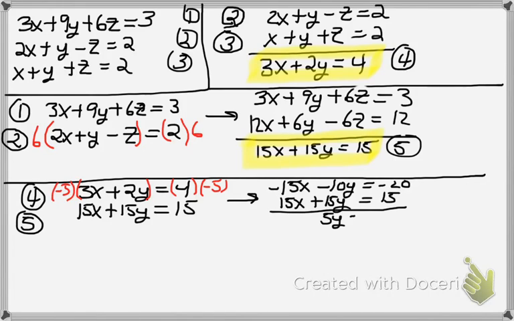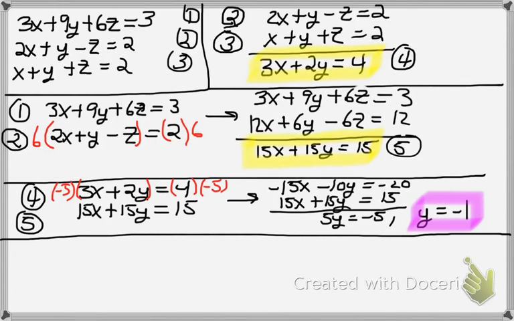And then we'll go ahead and add straight down. So you see that the x's cancel out. Negative 10y plus 15y is 5y, and negative 20 plus 15 is negative 5. So we're going to divide both sides by 5, and we'll get y is equal to negative 1.